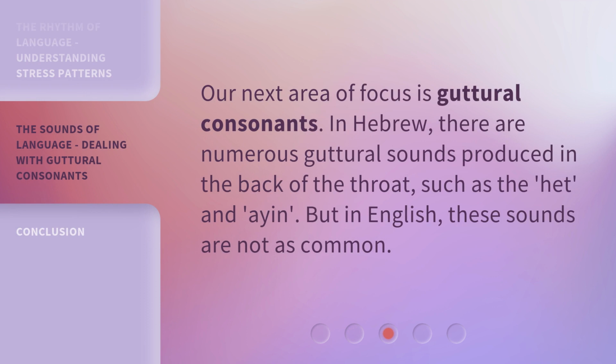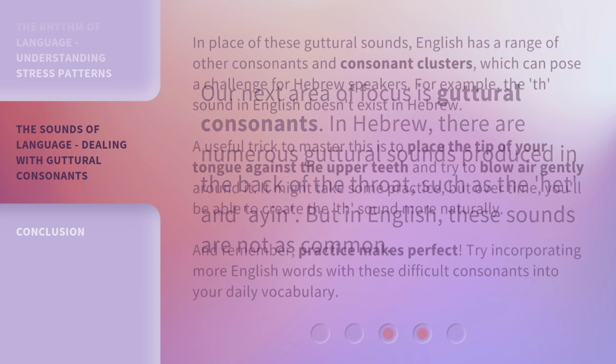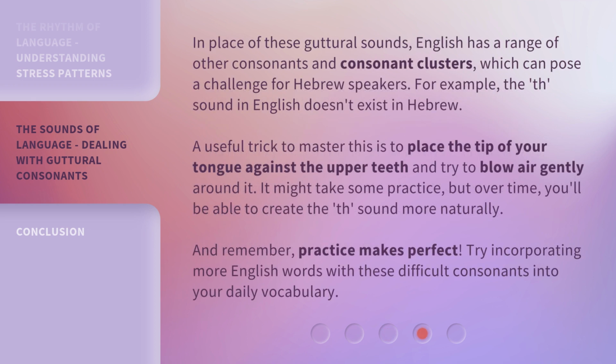Our next area of focus is guttural consonants. In Hebrew, there are numerous guttural sounds produced in the back of the throat, such as the het and ayin. But in English, these sounds are not as common. In place of these guttural sounds, English has a range of other consonants and consonant clusters, which can pose a challenge for Hebrew speakers. For example, the th sound in English doesn't exist in Hebrew.